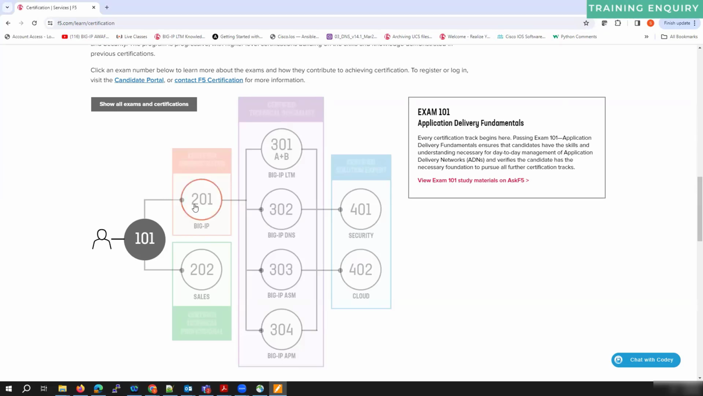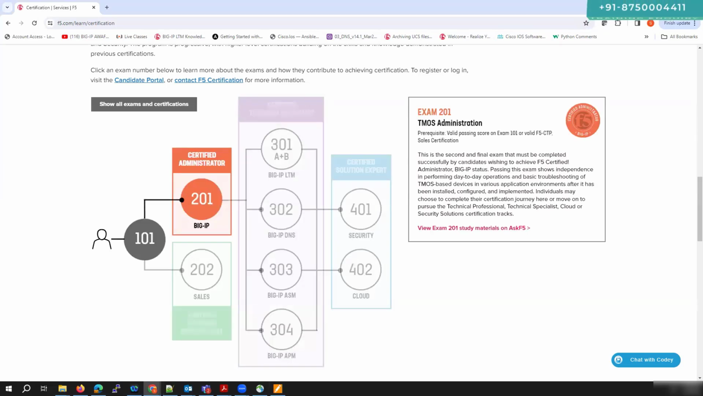And the next exam that you need to take on is the 201. Now, if you look at here, once you crack this exam, once you obtain this certification, you have cleared this exam 201, then only you become the F5 CA. When I say F5 CA, it means now you are equal to CCNA in Cisco, right? So this is certified administrator. Now if you look at the BIG-IP, this 201 is all about the BIG-IP.